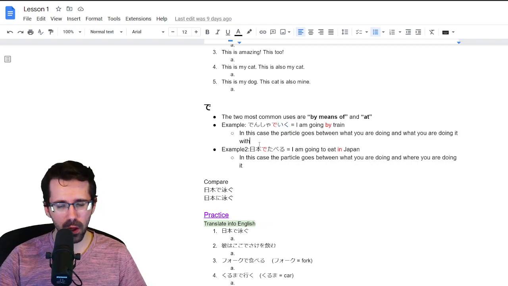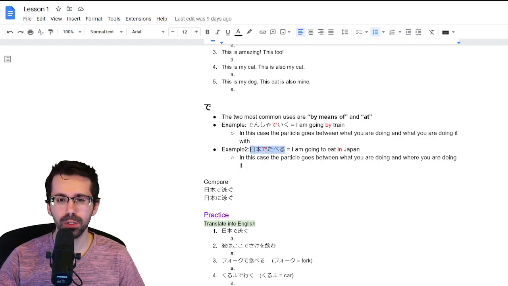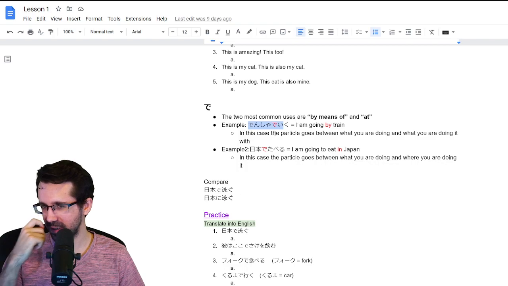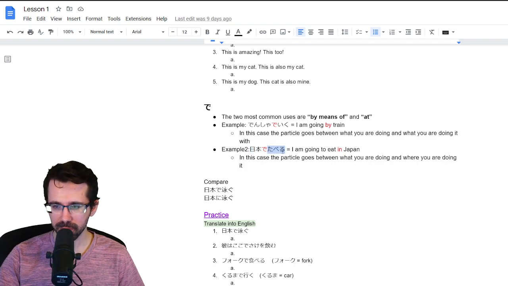De can also be used to mark a location of an action. Here we have Nihon de taberu. So in this case, it would be a little bit weird to say I'm using Japan to eat. So it's not quite the same as this first meaning. Instead, we're using de to mark Nihon as the location of the eating, and our natural translation will be I am going to eat in Japan. Again, in Japan, showing that Japan is the location of the eating.